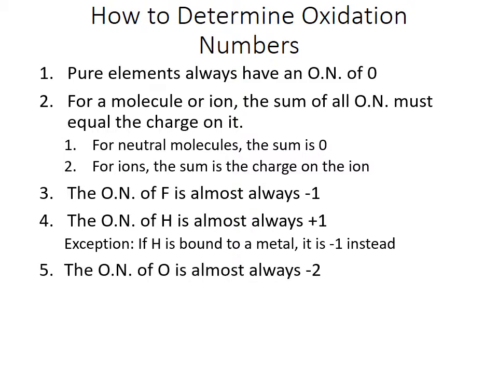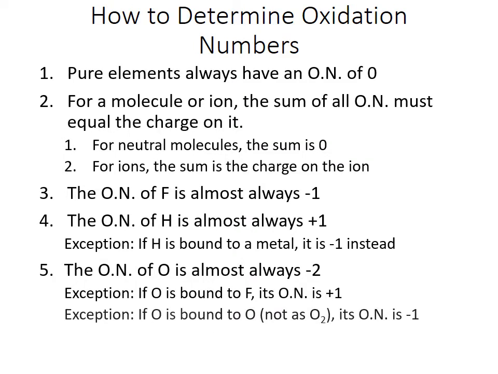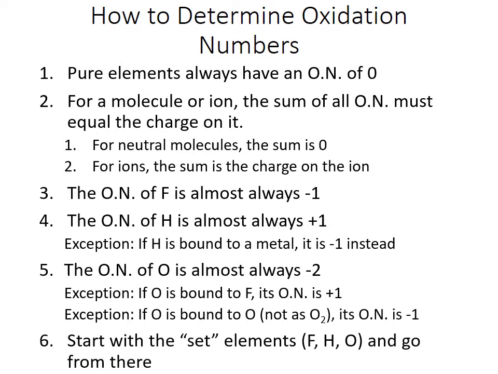The oxidation number of oxygen is almost always -2, but this has two exceptions. If the oxygen is bound to fluorine, then its oxidation number is +1 to balance out the fluorine. And if the oxygen is bound to oxygen, not as a free oxygen molecule, but as a peroxide, then its oxidation number is -1. To determine the oxidation numbers of other elements, start with the set elements, fluorine, hydrogen, and oxygen, and go from there. Let's look at some examples.